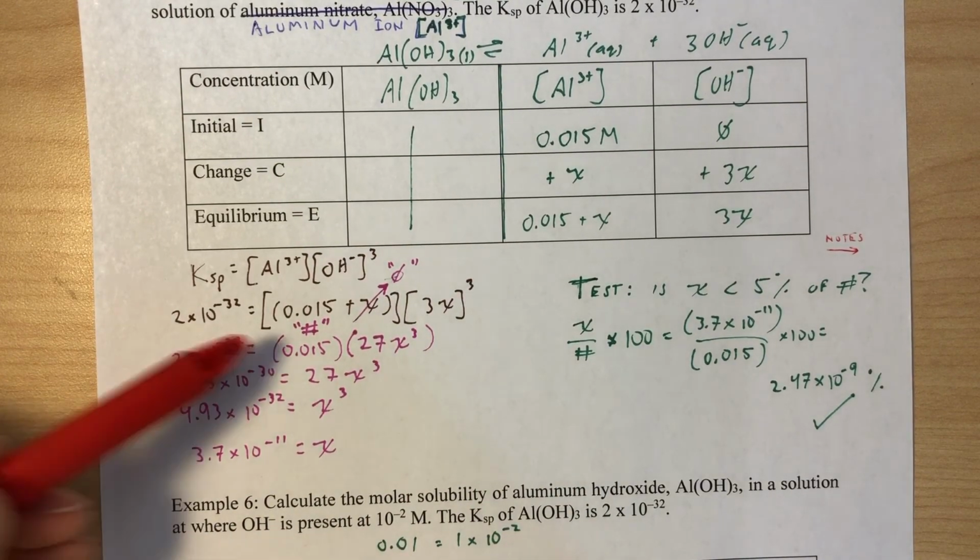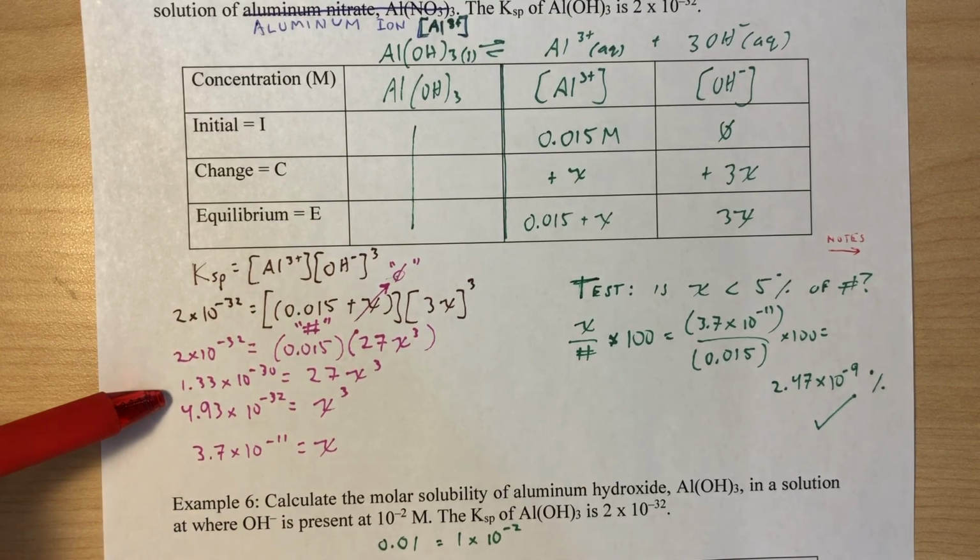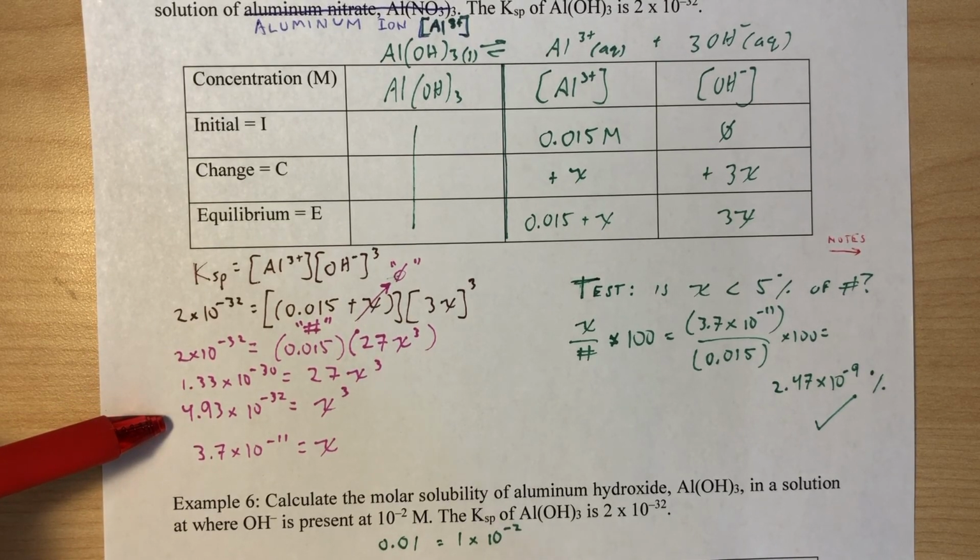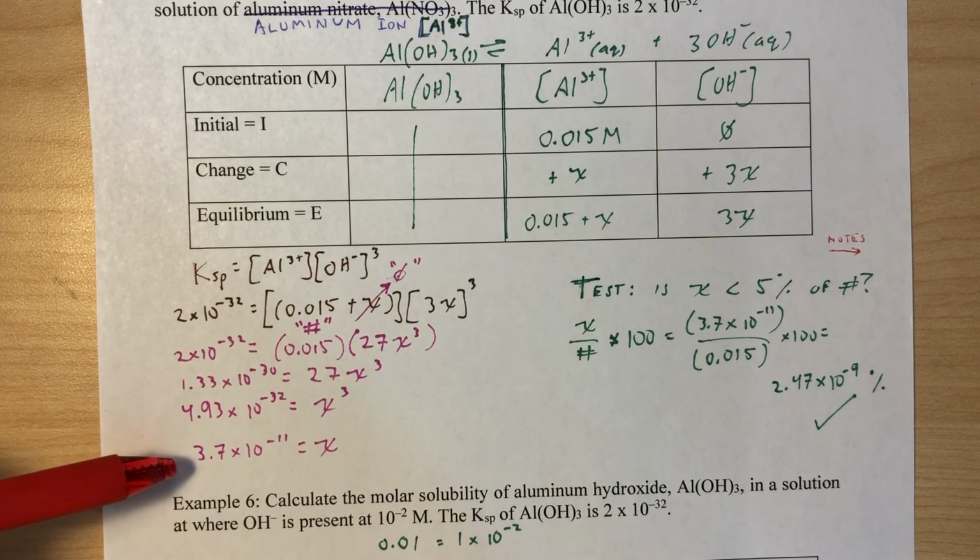Then we divide both sides by 0.015, and we get 1.33 times 10 to the negative 30 is equal to 27x cubed. We divide by 27, and we get 4.93 times 10 to the negative 32 is equal to x cubed. And we take the cube root of this number to get 3.7 times 10 to the negative 11 is equal to x.